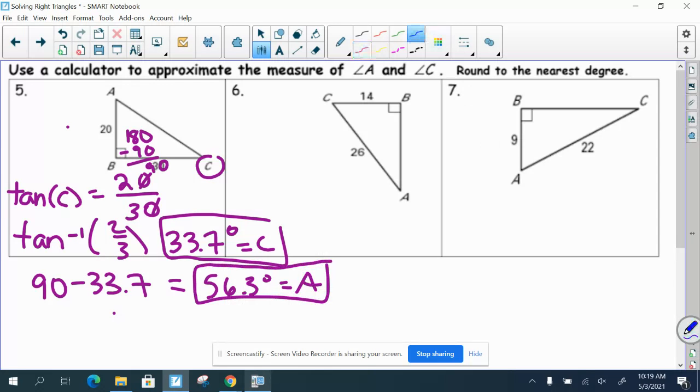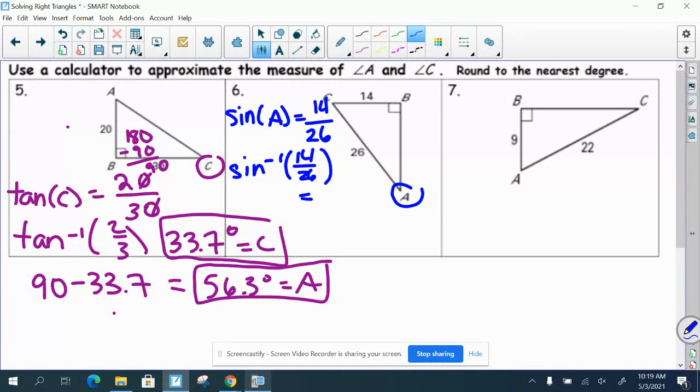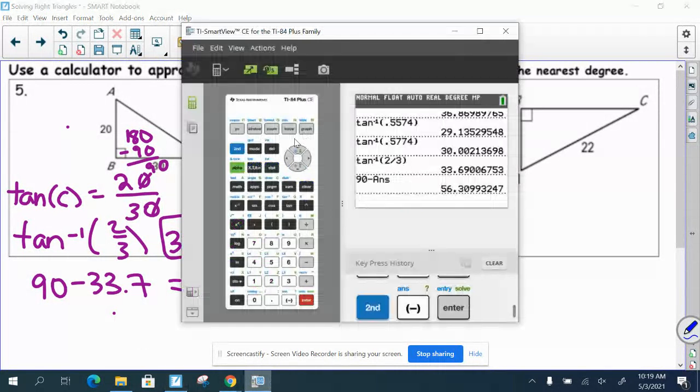Okay, let's do number 6. Here, let's look from angle A. We have opposite over hypotenuse. Remember SOHCAHTOA, that would be sine. So we'll do the sine of A equals 14 over 26, and then do the sine inverse of 14 over 26, and that'll give you the measure of angle A.